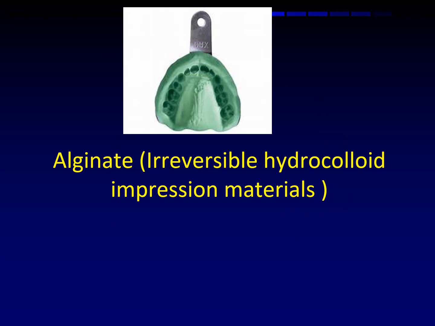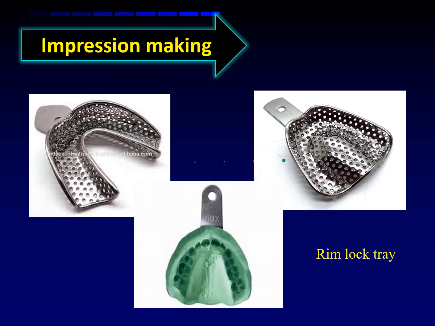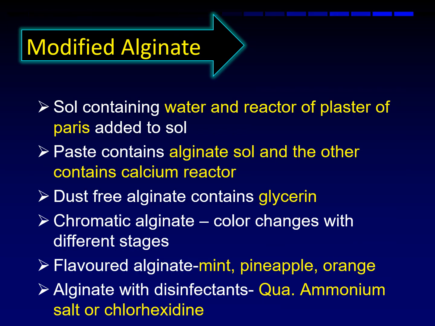Move on to the alginate hydrocolloid. It is an irreversible impression material. For making an alginate impression, we need to use a perforated tray or rim lock tray for making maxillary as well as mandibular impressions. Let's see the recent advances. Usually, the alginate is available in powder form. Nowadays, it is available in sol form, which contains water and a reactor of plaster of Paris added to the sol.